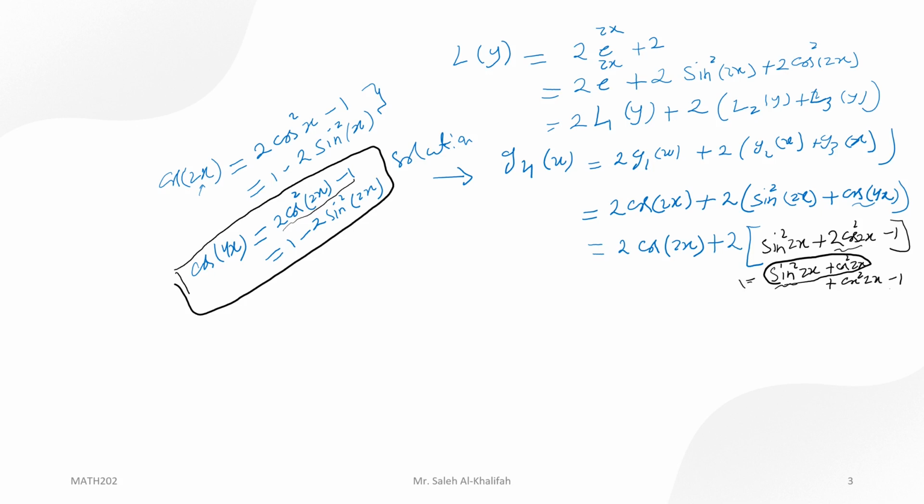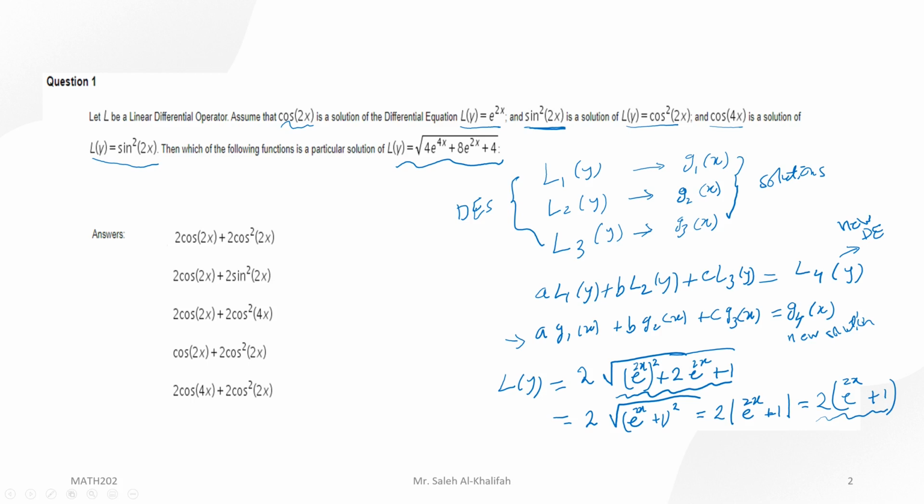مع الواحد هذا راح يكون 0، راح يبقى لي only cosine square of 2x. This factor will be 2 cosine of 2x plus 2 and the remaining is cosine square of 2x. فهذا الجواب النهائي. نرجع للخيارات، الخيار الأول هو الجواب الصحيح. So the answer is A.